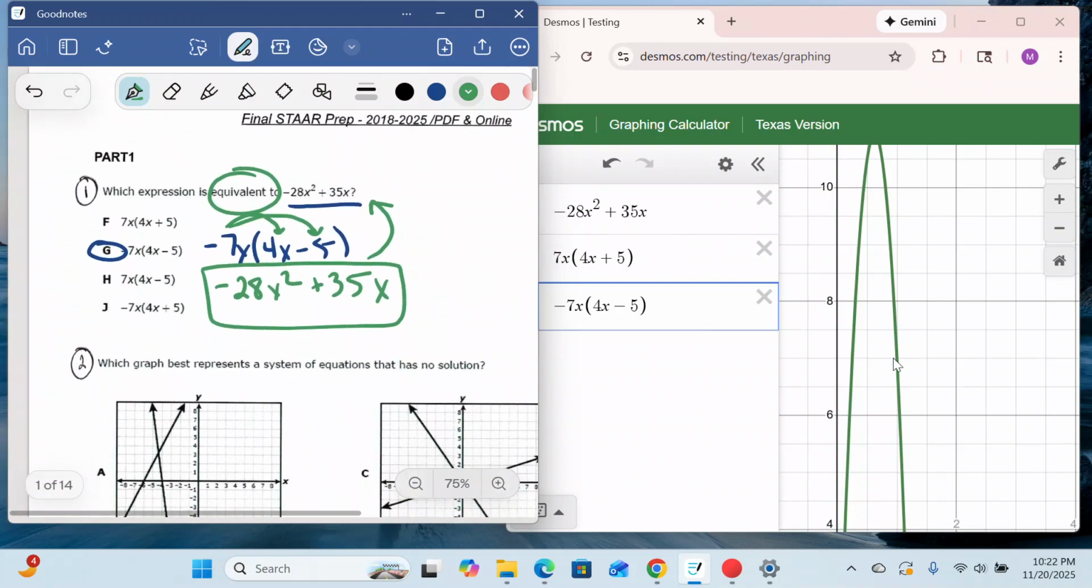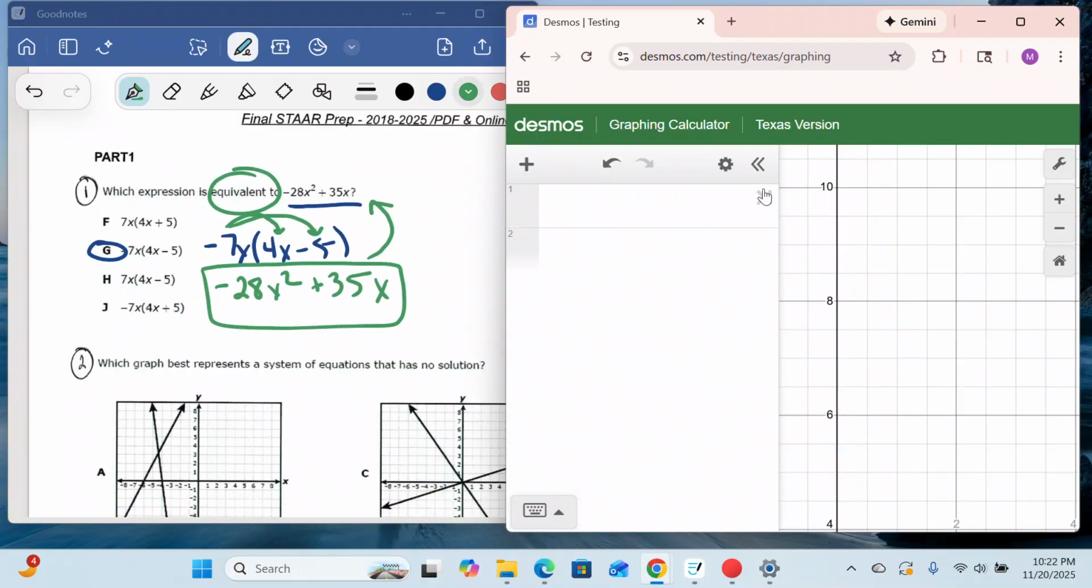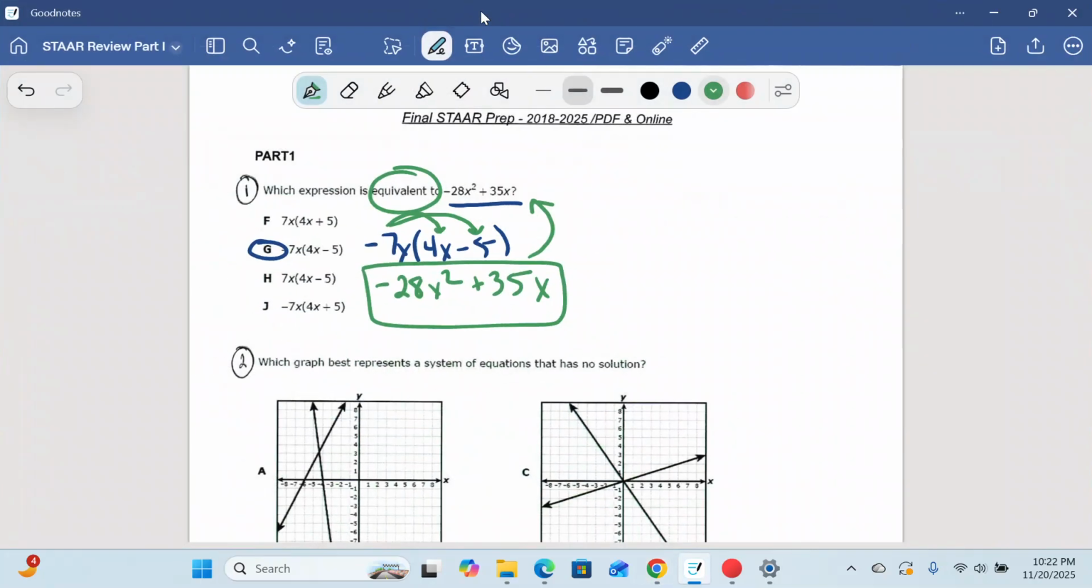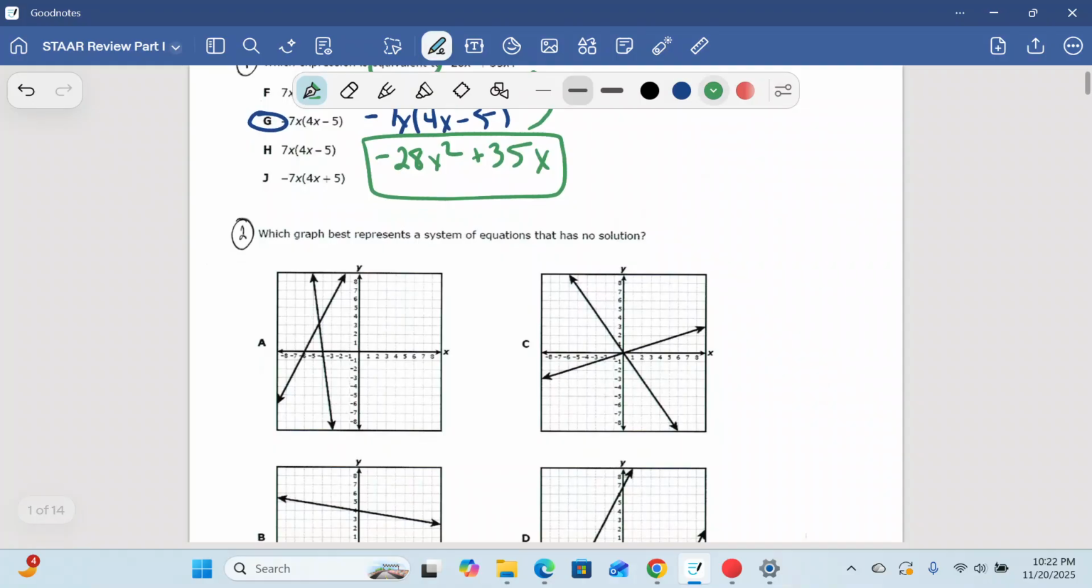Question number 2 is an easy one. And why is it an easy one? Because it doesn't require Desmos. Which graph best represents a system of equations that has no solution? That is the key word, no solution. What does no solution mean? That they're never going to cross, they're never going to meet.